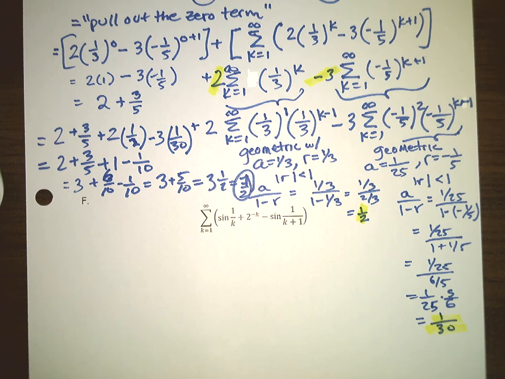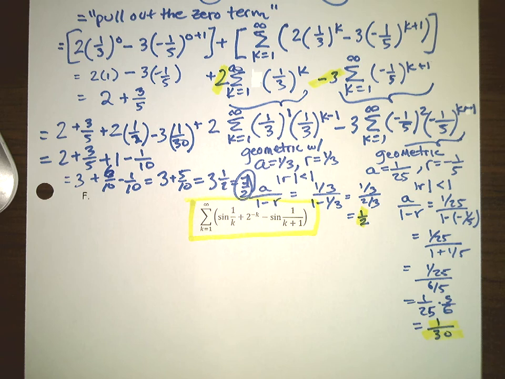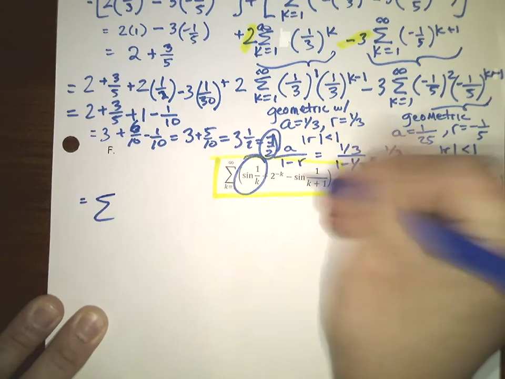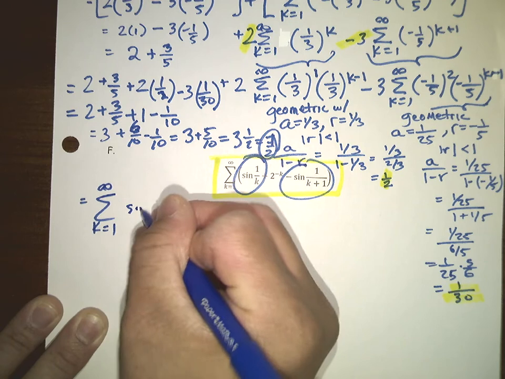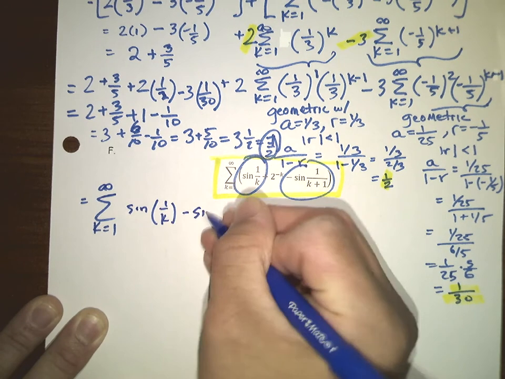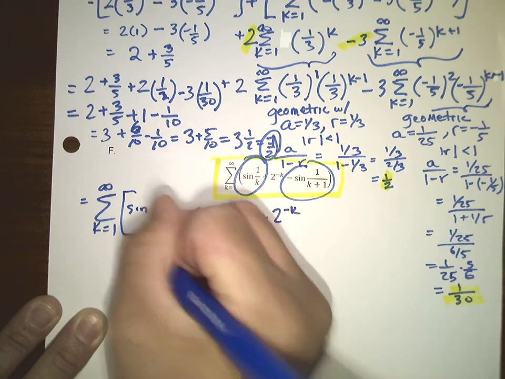But here is another great example today. It's the sum k equals 1 to infinity of sine of 1 over k plus 2 to the negative k, minus sine of 1 over k plus 1. So if I rearrange the terms a little bit, I will write these two terms together so that it's sum k equals 1 to infinity of sine of 1 over k minus sine of 1 over k plus 1, plus 2 to the negative k.